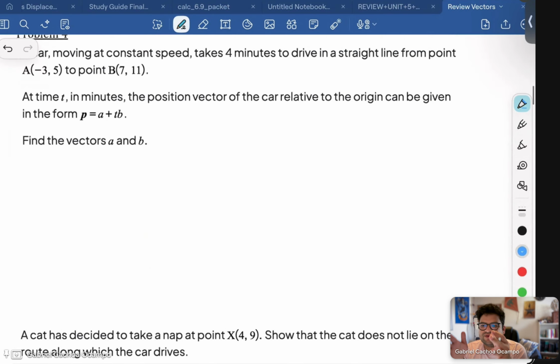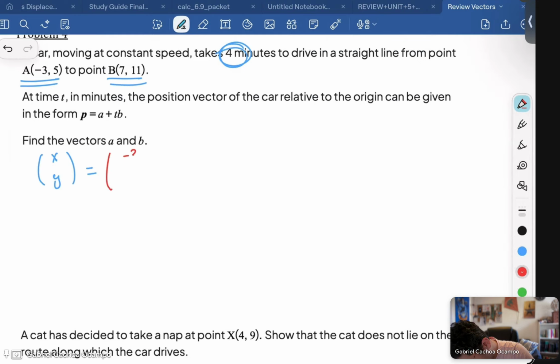I want to describe a vector equation of a car that takes me from point A to point B in 4 minutes. For a vector equation of a line, I need two things. I need an initial position vector. Where is my movement starting? Where am I located when t equals 0? Well, at t equals 0 I am at A. I am standing here at -3, 5.